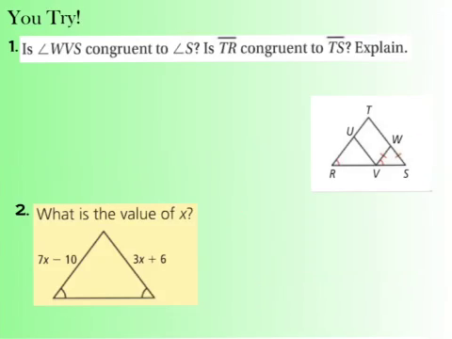Alright, so you try these two. Is angle WVS congruent to angle S? Is segment TR congruent to segment TS? Explain for both. And then number 2, it says, what is the value of X? So we see that we have two congruent angles, which means our sides must be congruent, so we should be able to find the value of X. Alright, so once you've worked out these two problems, go ahead and move forward to the next slide. So you might want to pause here.